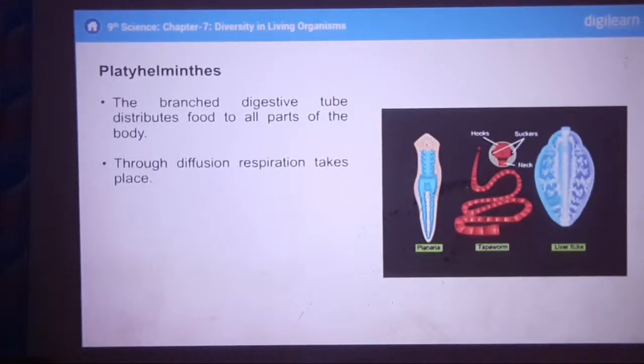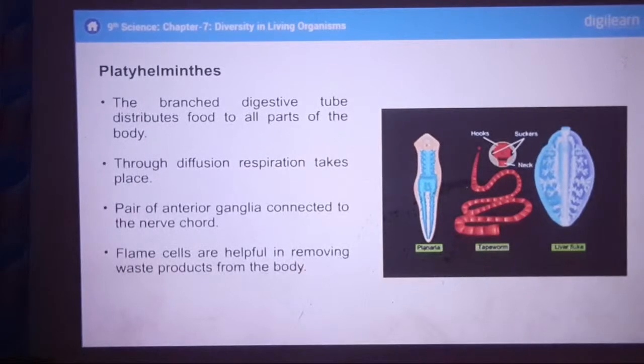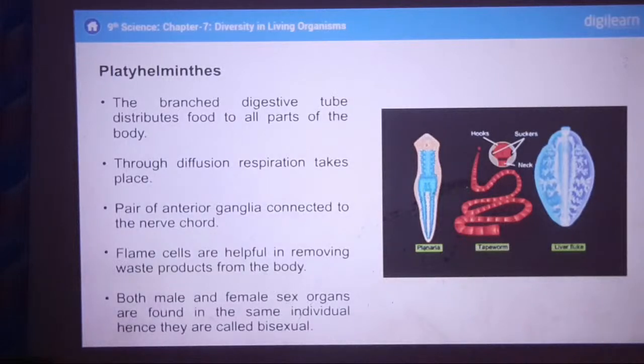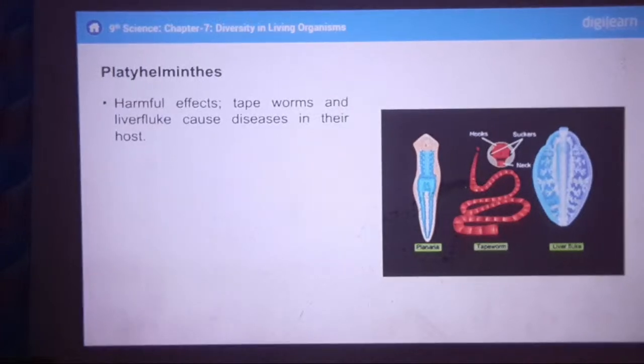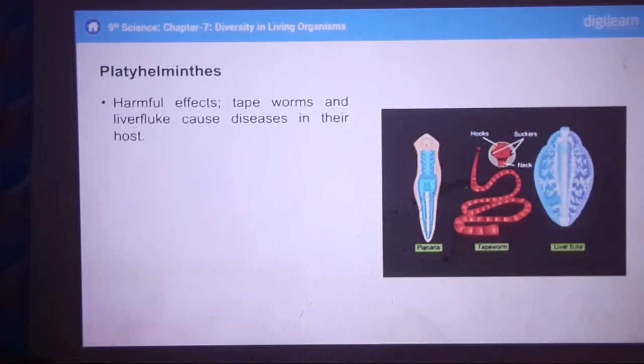Respiration occurs by diffusion through the body wall. Nervous system is well developed. Excretory system consists of a special type of cells called flame cells. Both male and female sex organs are found in the same individual, hence they are called bisexual. Tapeworms and liver flukes cause diseases in their hosts.